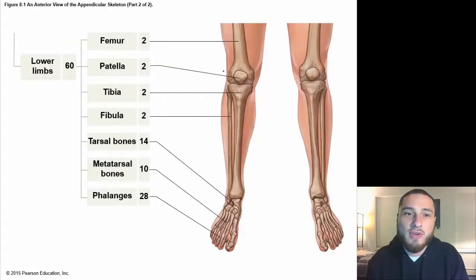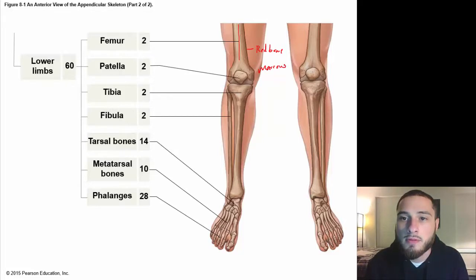Once we move down, we are going to have our pelvic girdle, which is going to be formed by our hip bones. And from the hip bones, or from the hip joint, you're going to have your femur. Remember that the femur is a giant long bone, so we're going to have a lot of red bone marrow. This is a powerhouse of red blood cell production.